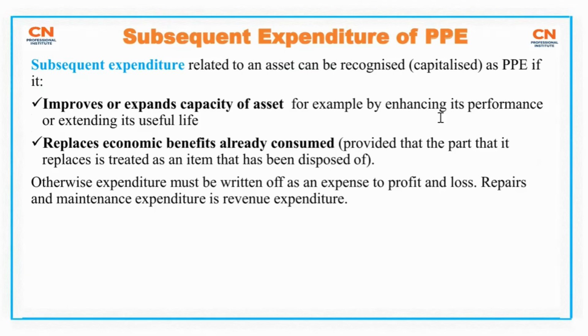So it says if it improves... When it improves or expands the capacity of the asset, for example, by enhancing its performance or extending its useful life. So when that subsequent expenditure will improve or expand the capacity of the asset, and then when it replaces economic benefit already consumed. Let me give an example. It replaces economic benefit already consumed, provided that the part that it replaces is treated as an item that has been disposed of.